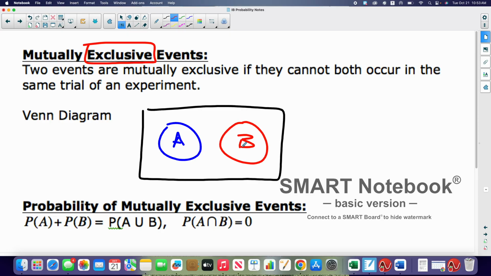Now, if I'm talking about the probability, this formula is on your formula page. The probability of A plus the probability of B equals the probability of A or B. Since there's no overlap, it's a simple addition. Take whatever's in this circle, take what's in that circle, add them together, and that would be the probability of A or B. The other thing is the intersection doesn't exist. There is no overlap here, so the probability of A and B would be 0.